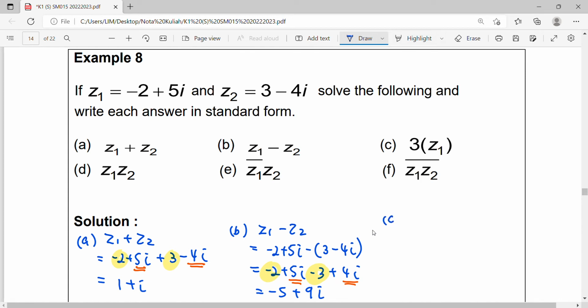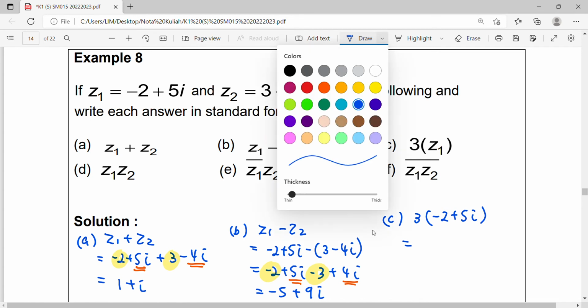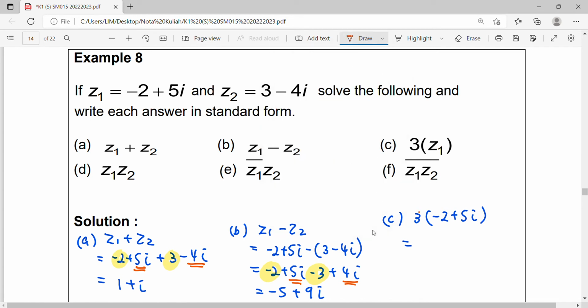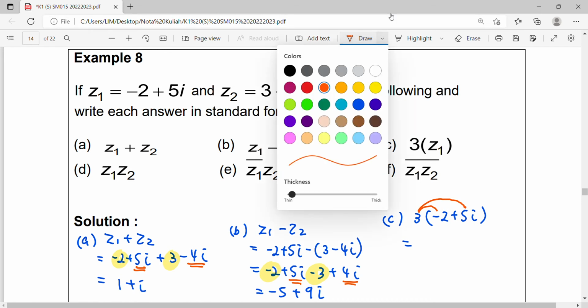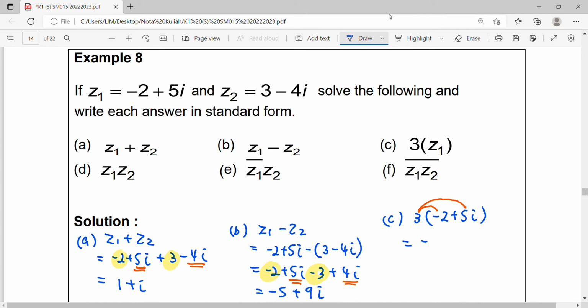Then when we go for scalar multiplication, we just substitute our Z1. When we have a bracket like this, it means we need to expand, multiply in. Multiply to the real part, multiply in, expand to the imaginary part. So this will give you real part -6, imaginary part 15i.